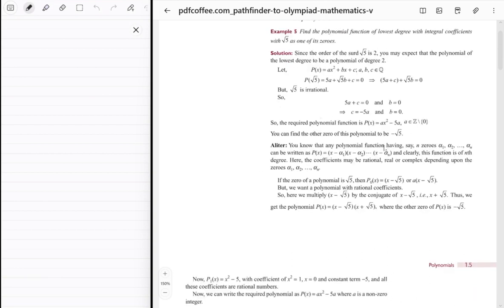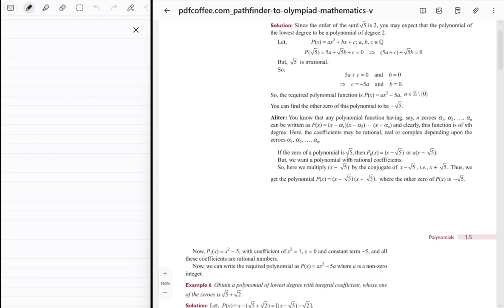You know that a polynomial function having n roots can be written as p(x) equal to a times the product of x minus each root. And clearly this function is of degree n, hence the coefficients may be rational, real, or complex depending on the zeros. If the zero of the polynomial is square root 5, then p(x) is x minus square root 5, or a times x minus square root 5. Makes sense. But we want a polynomial with rational coefficients, so we multiply this by the conjugate, right? Thus we get this polynomial, where the other zero of p(x) is negative square root 5.